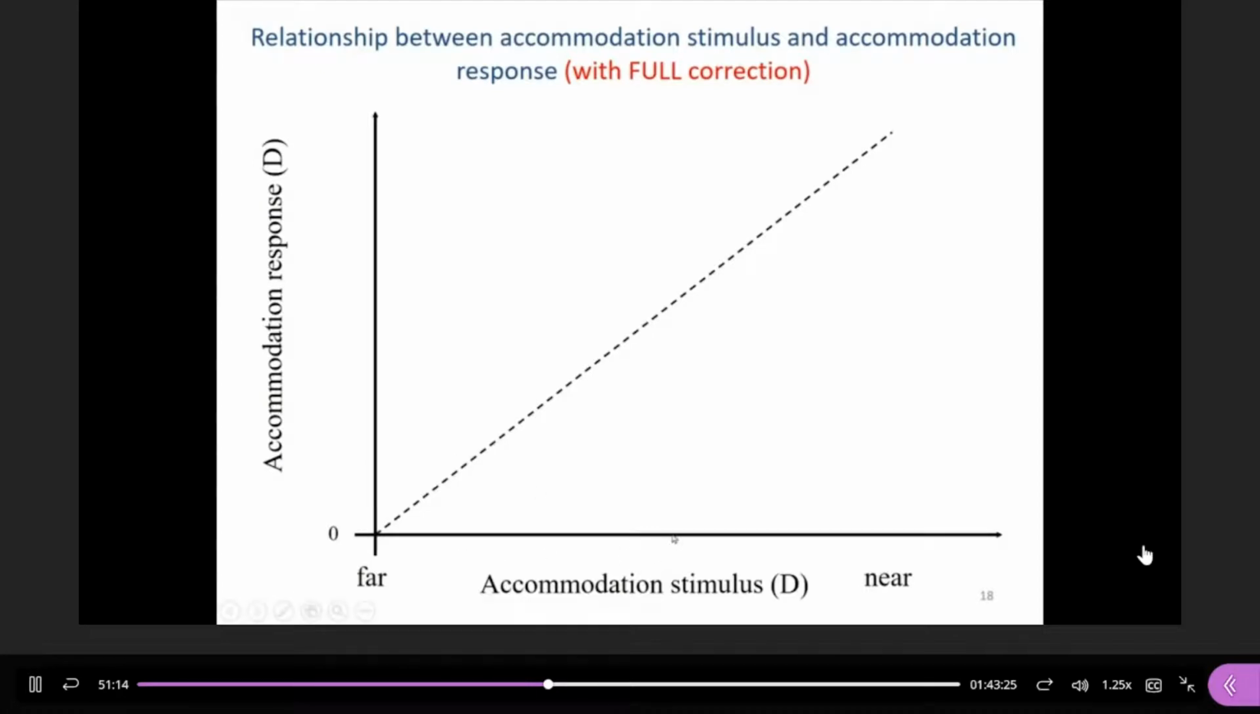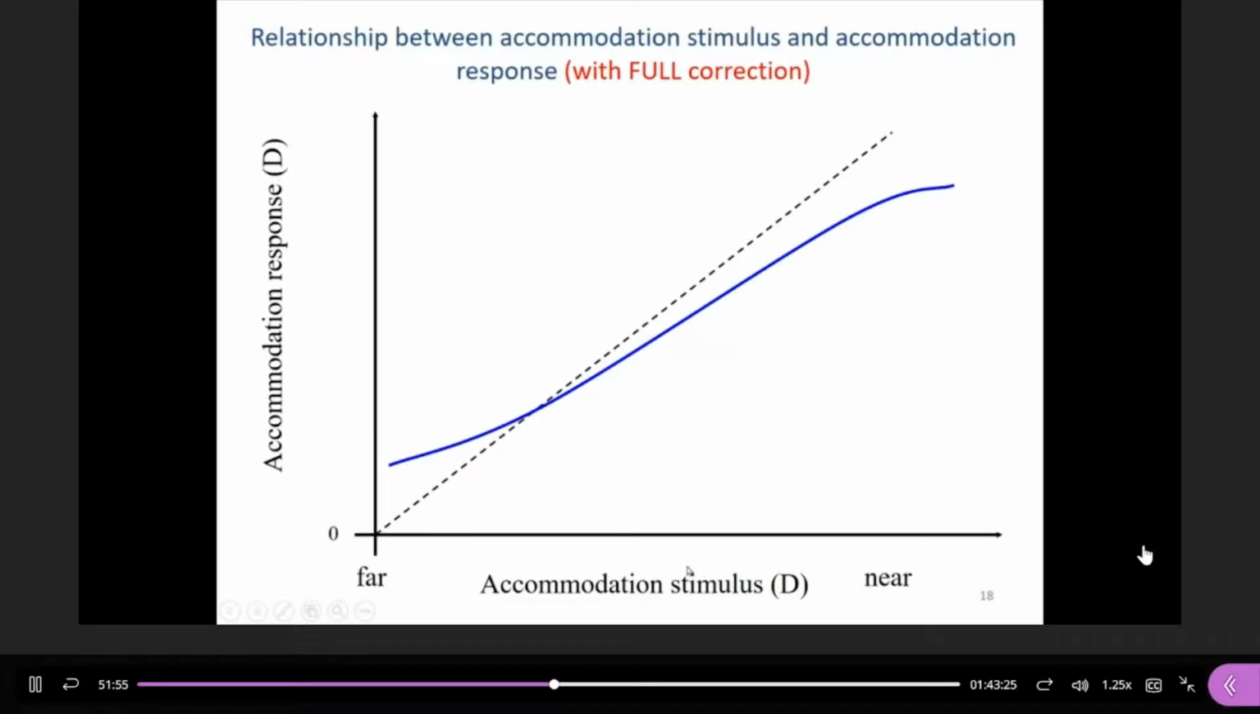If you have a stimulus at 50 centimeters, meaning a stimulus of 2 diopters, the accommodation response should also be 2. If you put objects at 10 centimeters, meaning a stimulus of 10 diopters, your response should also be 10. So we should have a 1-to-1 ratio, and this line should be a straight line with an angle of 45 degrees. But in reality, we find the accommodation response is not overlapping with the accommodation stimulus.